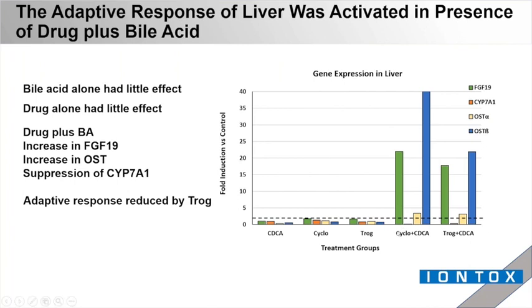When we look at cyclosporin, which is a BSEP inhibitor, we get a huge increase in FGF19, a big decrease in CYP7A1, a little increase in OST alpha, and then a really significant increase in OST beta, up to 40-fold plus. Now, when we look in the presence of troglitazone, which is not only a BSEP inhibitor, but it's also an FXR antagonist, we should see a reduction in the adaptive response, because yes, we're inhibiting BSEP, but then we're also inhibiting somewhat that adaptive response mediated by FXR. And we see that here with about a 20% decrease in FGF19 and about a 50% decrease in expression of OST beta. So the adaptive response is definitely reduced by troglitazone.